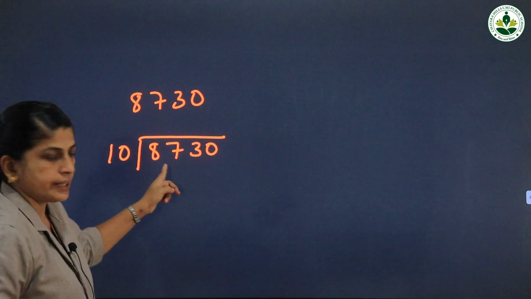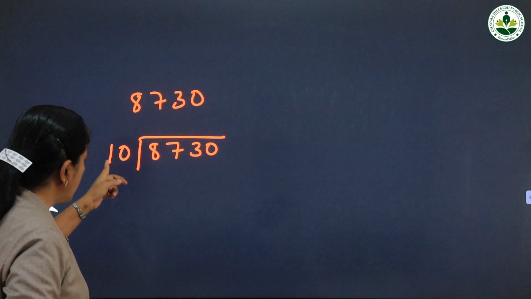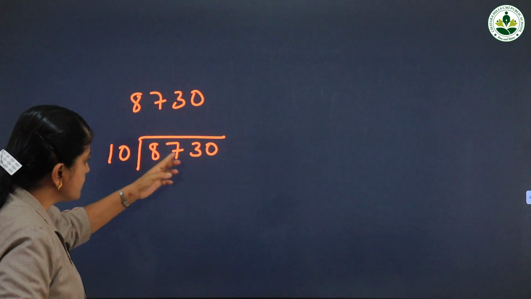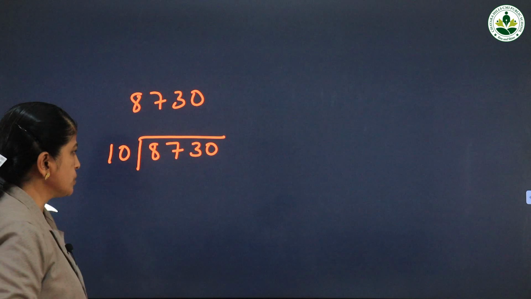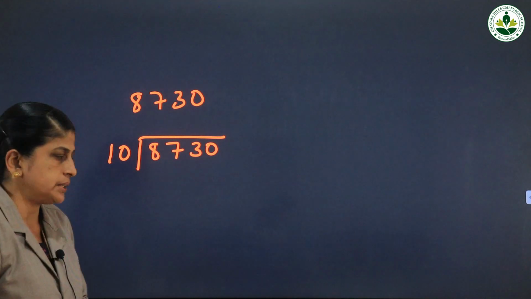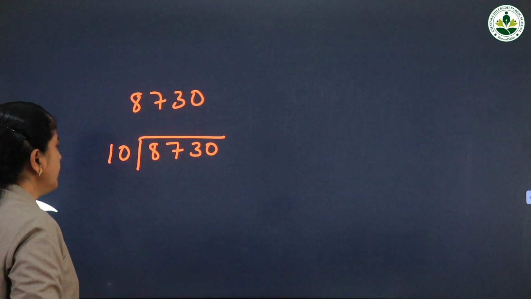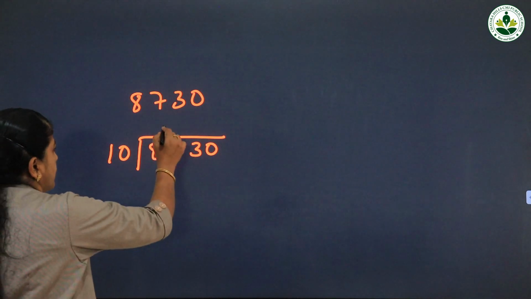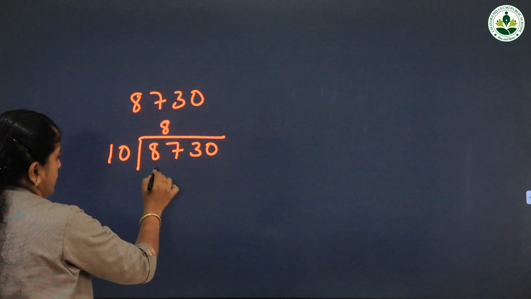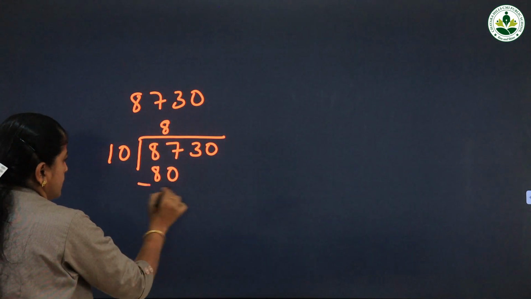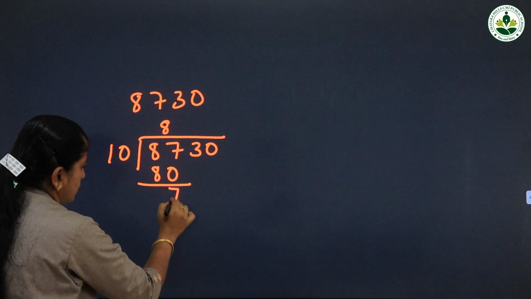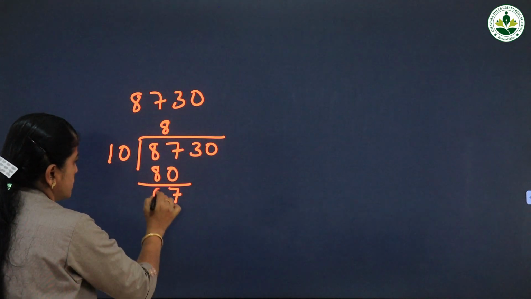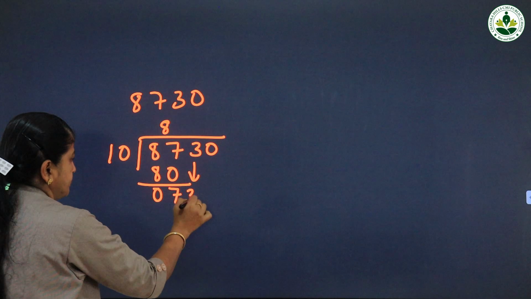First digit we can't take. It is less than the divisor. Therefore, consider the second digit also and make it a 2-digit number. In 87, how many 10s are there? 10 8s are 80. Then subtract, 7 will be there. 8 minus 8, 0. Bring down 3.